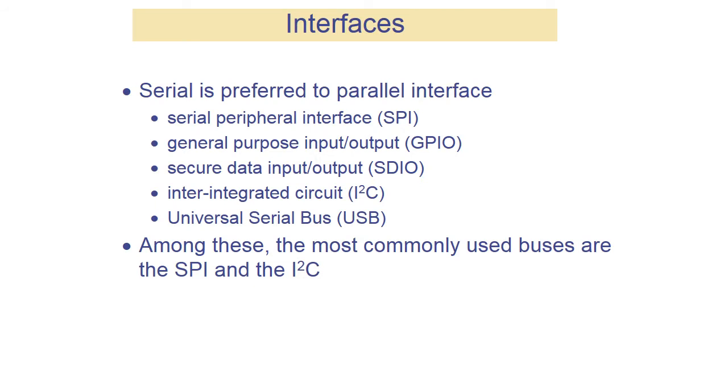We will see that serial interfaces are preferred. Why are serial interfaces preferred compared to parallel interfaces in the sensor network? The most commonly used, or the most popular, internal interfaces in a sensor node are SPI as well as I2C.